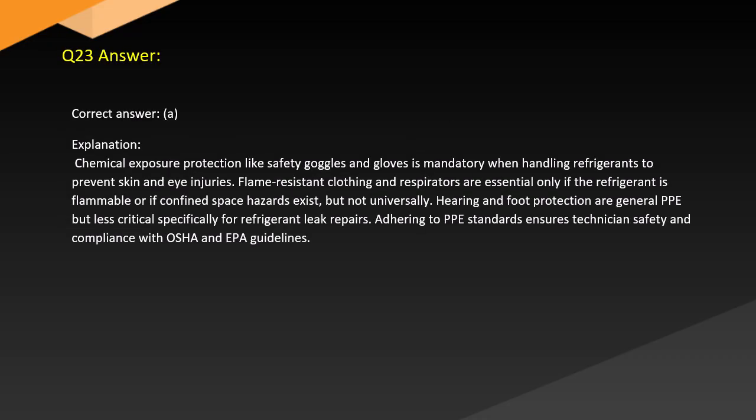Answer. Correct answer, A. Explanation. Chemical exposure protection like safety goggles and gloves is mandatory when handling refrigerants to prevent skin and eye injuries. Flame-resistant clothing and respirators are essential only if the refrigerant is flammable or if confined space hazards exist, but not universally. Hearing and foot protection are general PPE but less critical specifically for refrigerant leak repairs. Adhering to PPE ensures technicians' safety and compliance with OSHA and EPA guidelines.